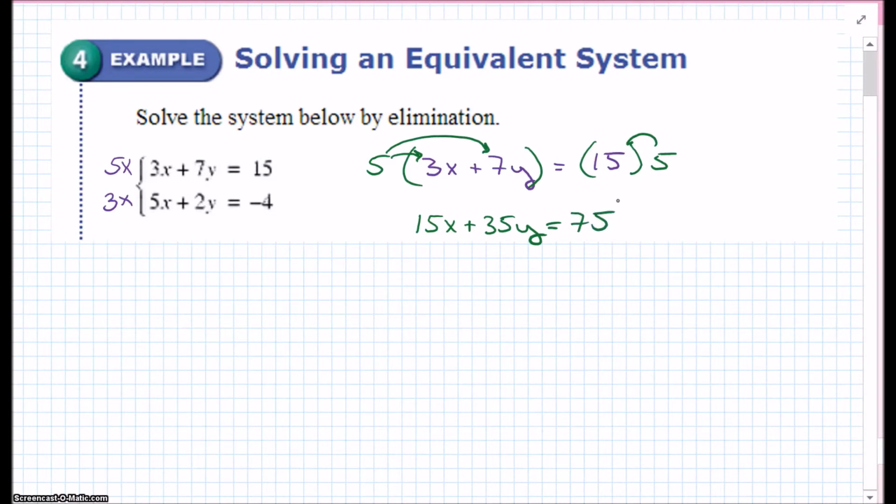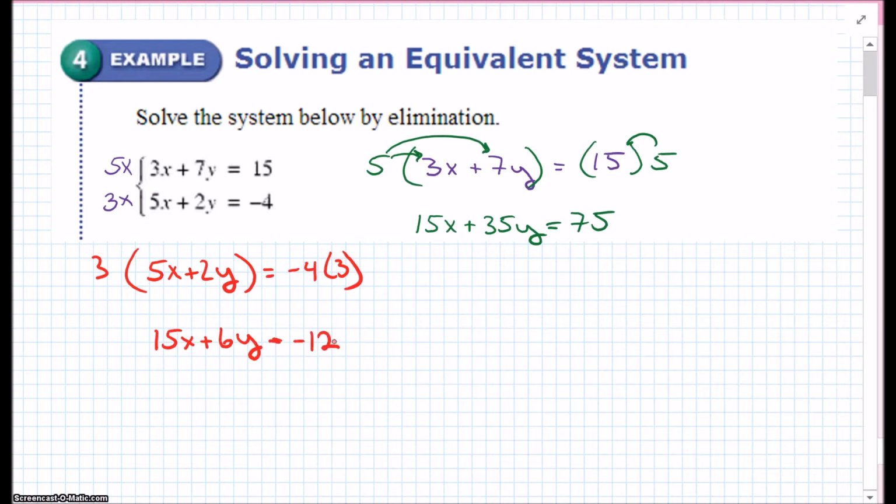So there's that equation. So let's take the second equation. 5x plus 2y equals negative 4, we're going to multiply that by 3 as well. And again, we chose 5 and 3 just because it was the least common multiple that we could use. So 3 times 5x is 15x. 3 times 2y is 6y. So I got 15x plus 6y on the left equals negative 4 times 3 is negative 12. So we compare these up real quick. So I'm going to rewrite this equation here. So 15x plus 6y equals negative 12.